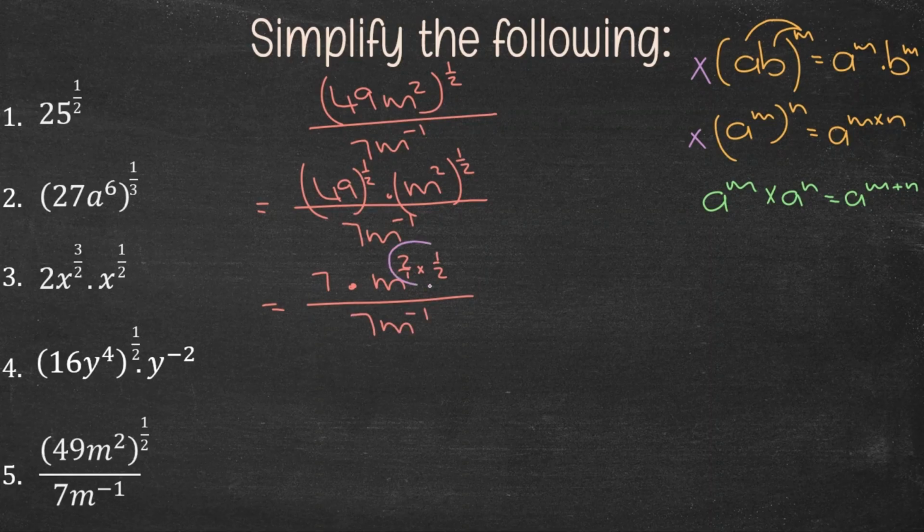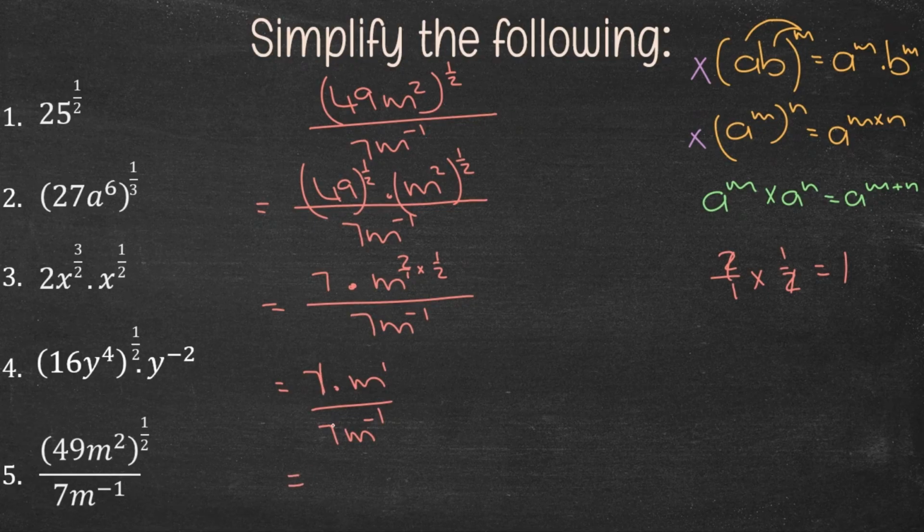And now let's simplify this exponent. That gives us 7 multiplied by m. Now 2 over 1 multiplied by a half is 1. And let me show you, we've got 2 over 1 multiplied by a half. These two cancel, that gives us 1. Okay, and all over 7 multiplied by m to the power of negative 1. And now it is easy.